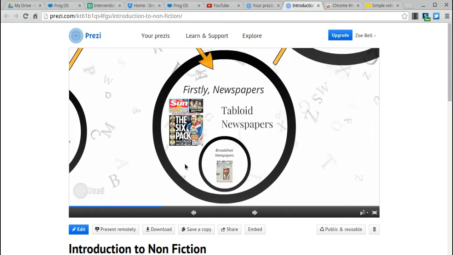Here is a tabloid newspaper, The Sun. Tabloid newspaper, you'll notice, is quite colourful. There are lots of pictures, often celebrity pictures. It's aimed at entertaining people. There's less text on the front page, and the language is often more informal.